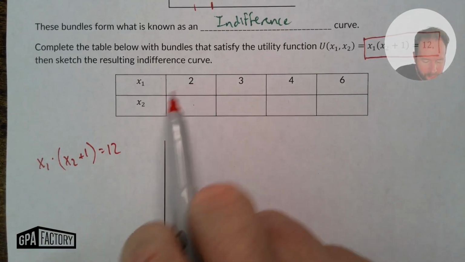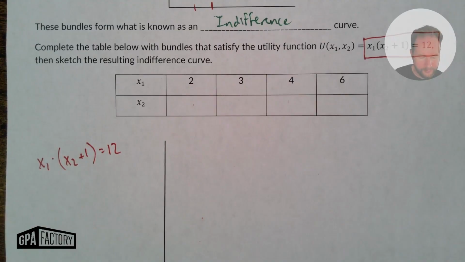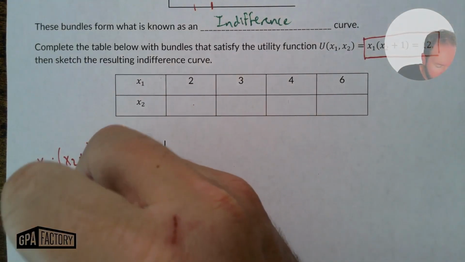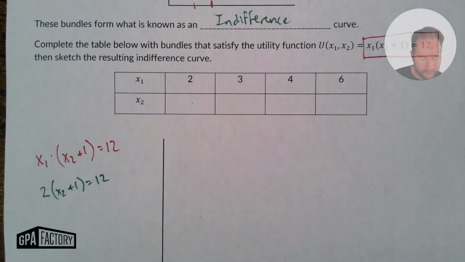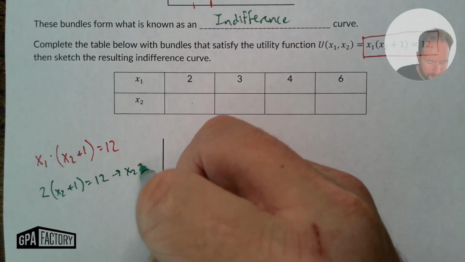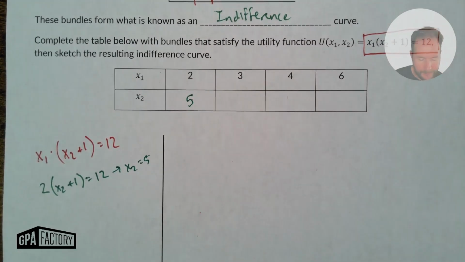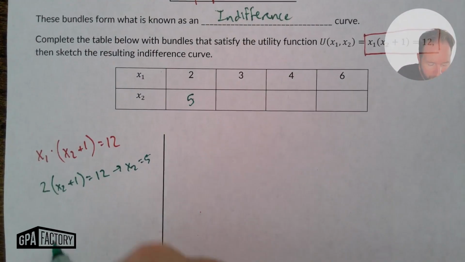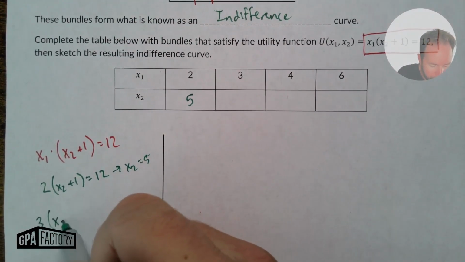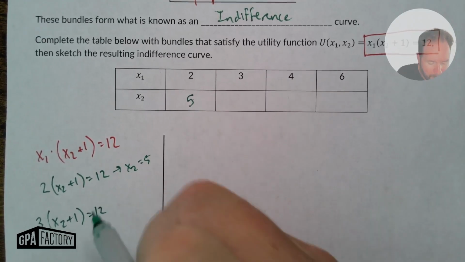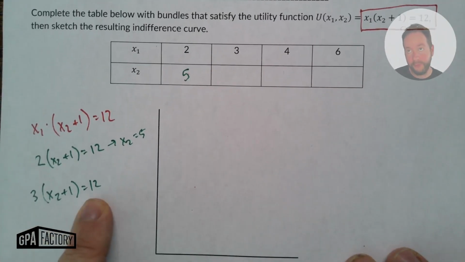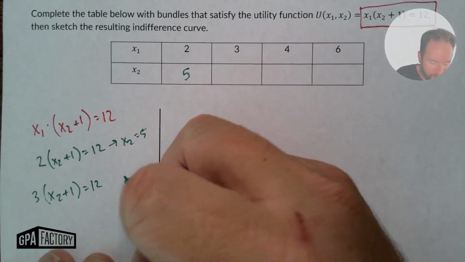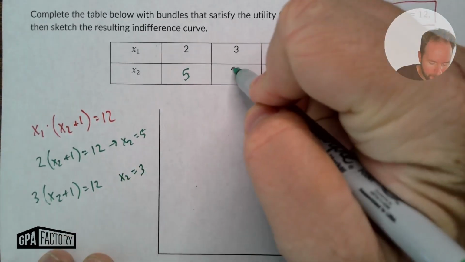If I plug in 2 for x1 here, I get 2 times (x2 plus 1) equals 12. And solving for x2 from here, I'm going to divide both sides by 2 and subtract 1. That gives me x2 equals 5. Okay, let's do it again. I'm now going to plug in 3 for x1. Solving for x2, I'm going to divide both sides by 3. This gives me 12 divided by 3 is 4. Subtract the 1, I get x2 is equal to 3.